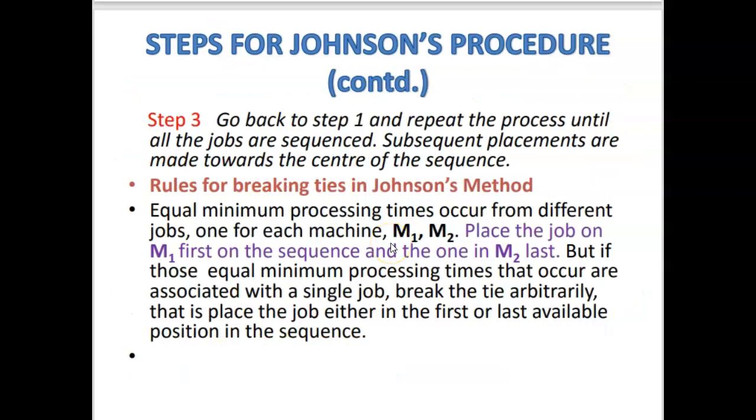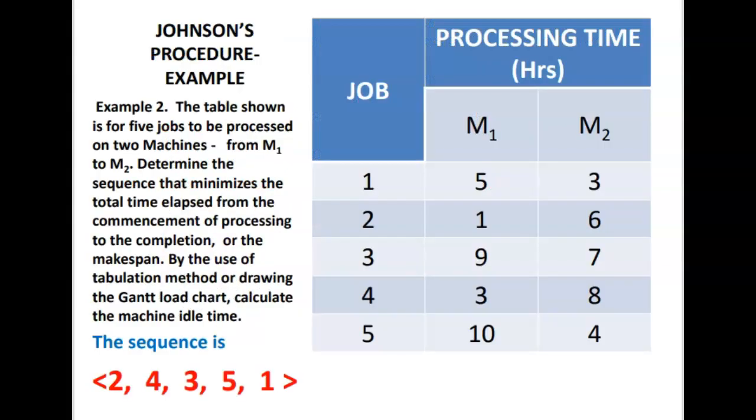Step 3 says, go back to step 1 and repeat the process until all the jobs are sequenced. So we do this from step 1 to step 3. Let's see how this works. Now let's look at what we have here. Now let's look at jobs 1 to 5.